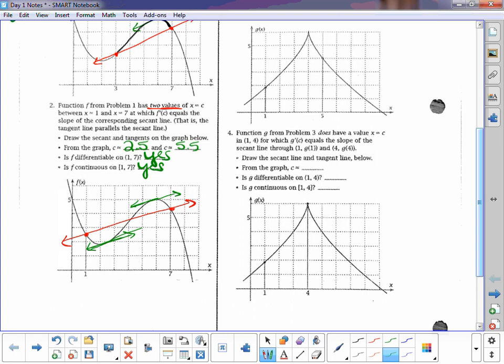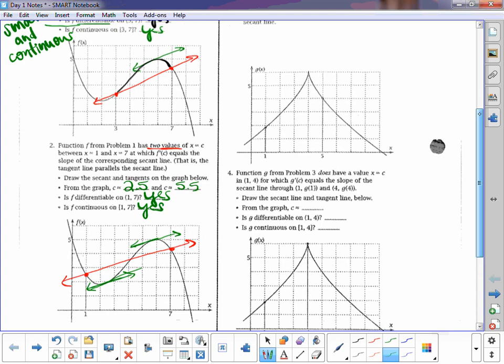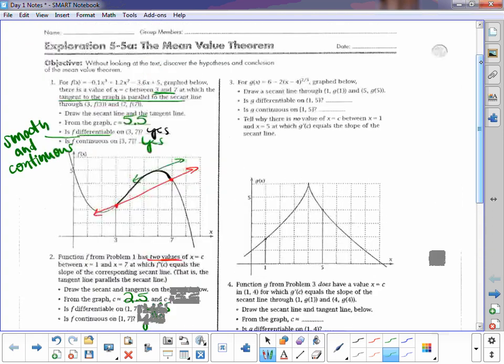All right, so now let's take a look at a funky looking one. This is an actual equation. They gave it to us here. And it says draw a secant line through the point at 1 with its y value and 5. Alright. Is my function differentiable on that open interval 1 to 5?